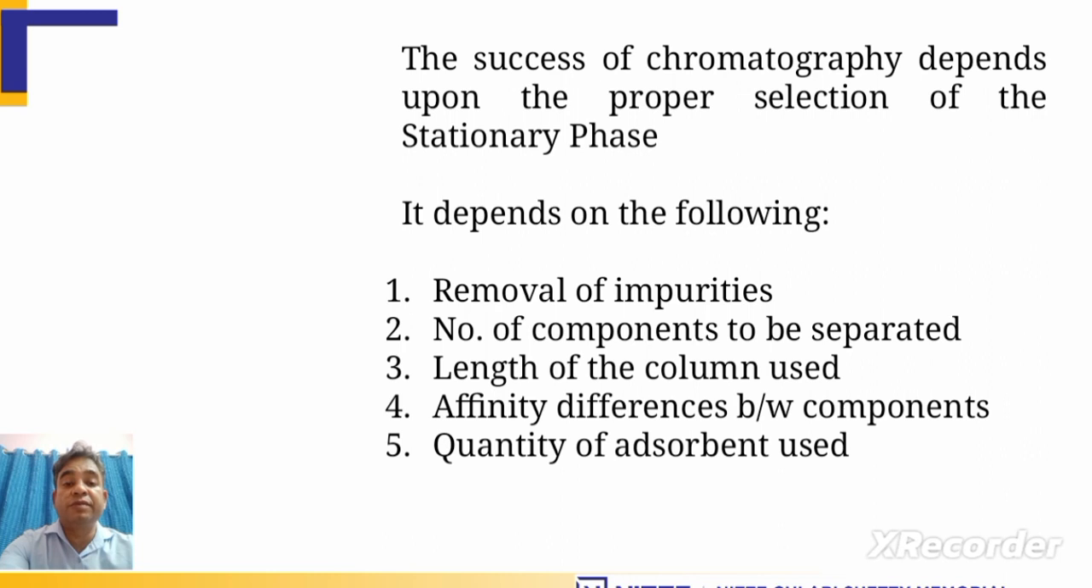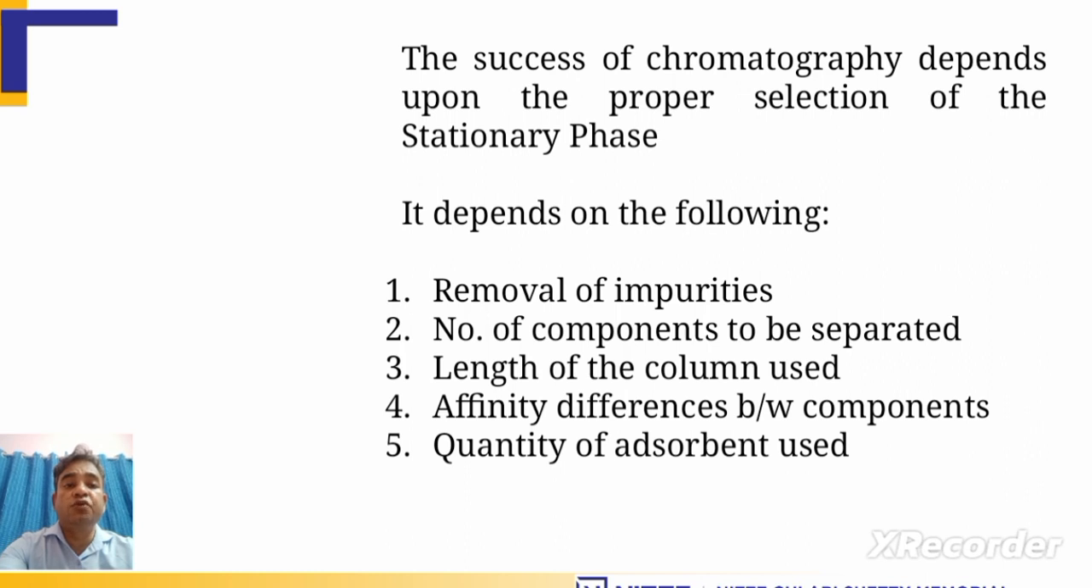And we must take care in a similar fashion when choosing the mobile phase, right? But that we will discuss when we talk about gradient and isocratic elution. It depends on the following, right? The success of chromatography and the selection help in the following parameters. It helps you in the removal of impurities, the number of compounds to be separated, the length of the column to be used, the affinity between the two components, and the quality of the adsorbent. These are the success parameters of your column chromatography.